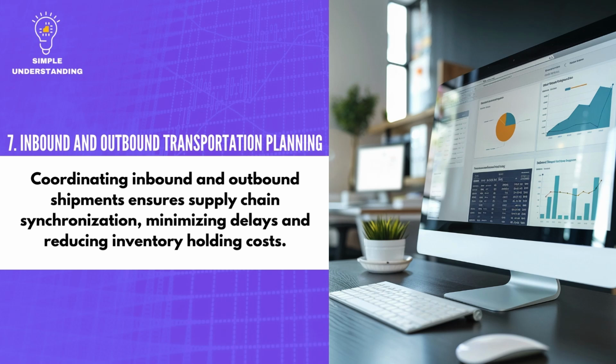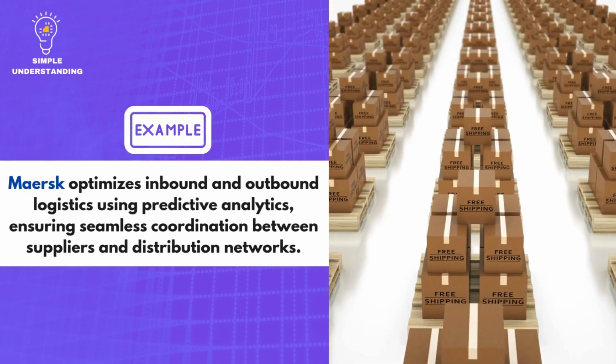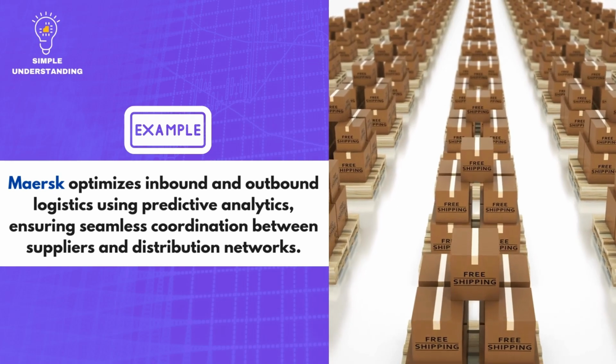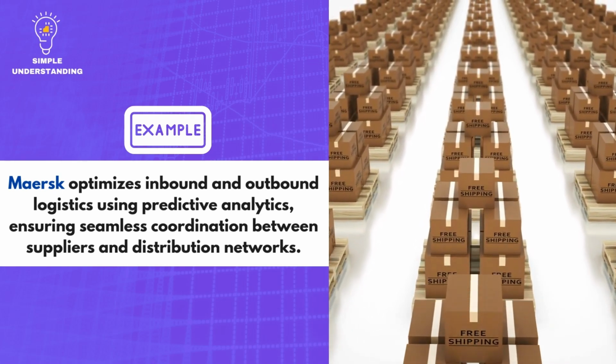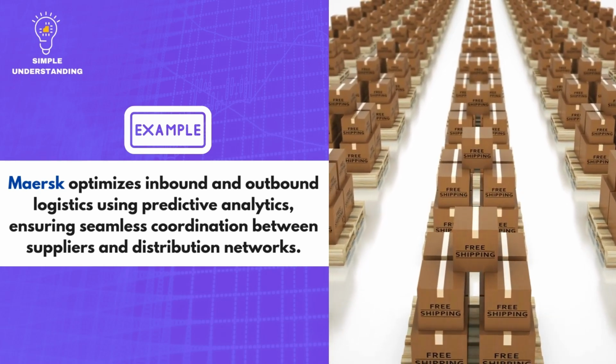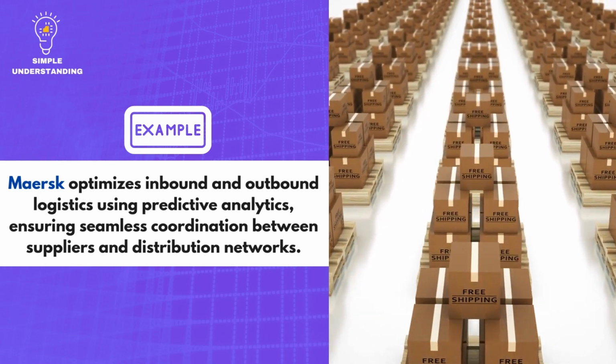7. Inbound and outbound transportation planning. Explanation. Coordinating inbound and outbound shipments ensures supply chain synchronization, minimizing delays and reducing inventory holding costs. Real company example. Maersk optimizes inbound and outbound logistics using predictive analytics, ensuring seamless coordination between suppliers and distribution networks.